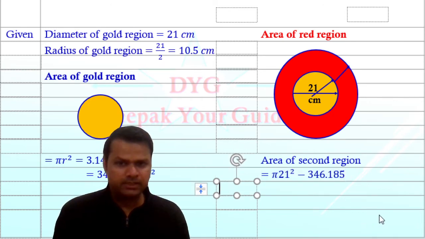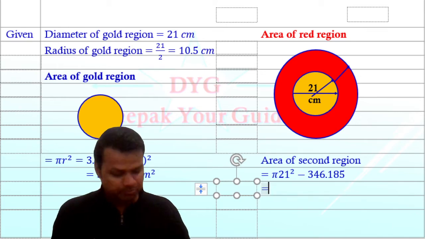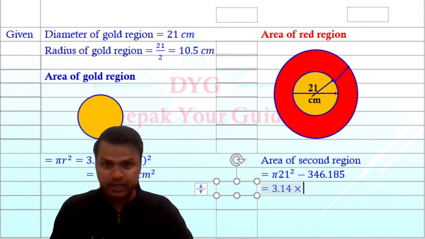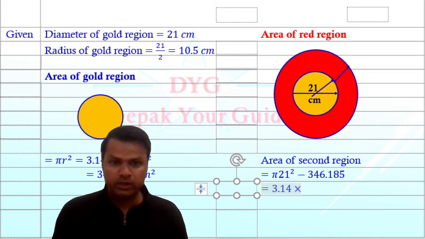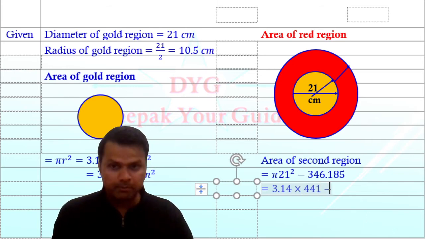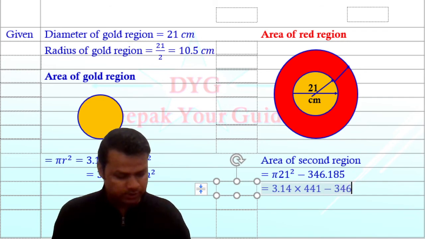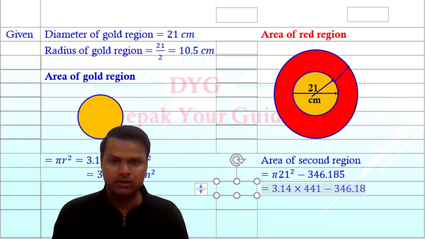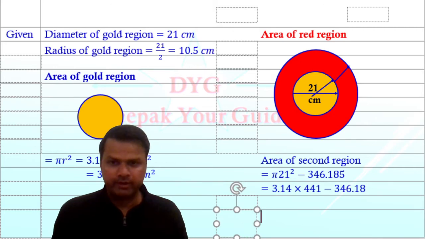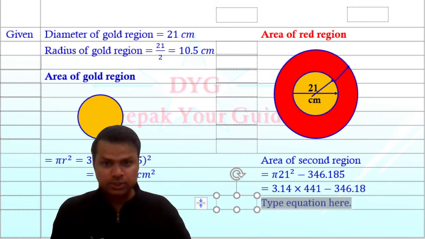And now again, it's in decimal, so I can use the value of pi as 3.14. And then we are multiplying it with the square of 21. Make sure you memorize these squares if you have not done, because that will be helpful. So square of 21 is 441 minus 346.18, or 185, whichever you are comfortable with. Now again, this is pure calculation.